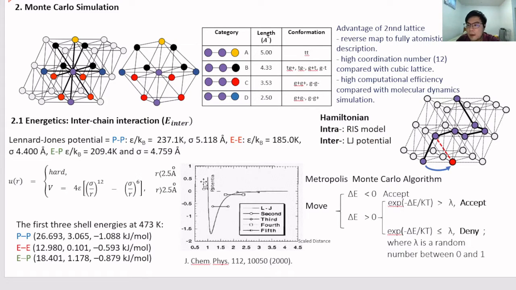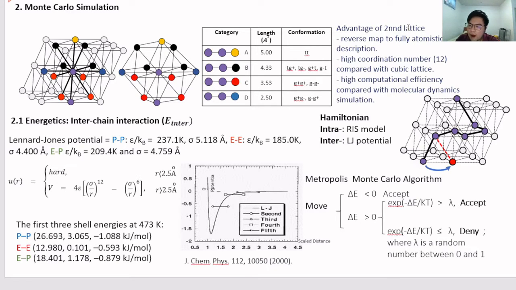To simulate the box system, we map the multiple coarse-grained chains onto the second nearest neighbor diamond lattice, or 2NND lattice, to improve the computational efficiency and use less storage during the simulation. For multiple chain simulation, we introduce non-bond interaction using the lattice version of the Lennard-Jones potential energy function. This is the parameter set of the LJ potential for the PEPP copolymer.